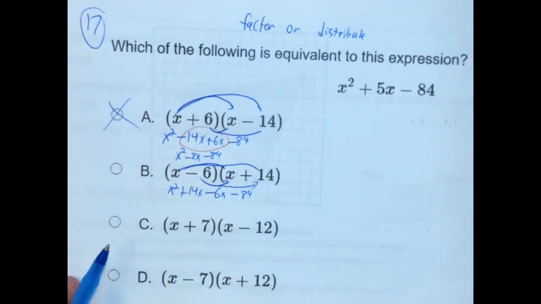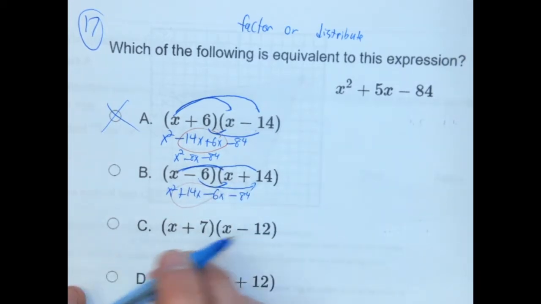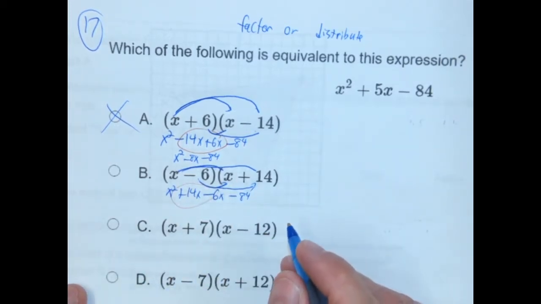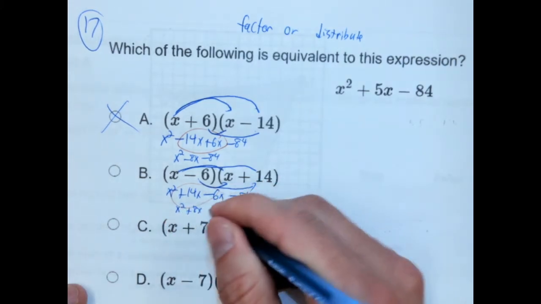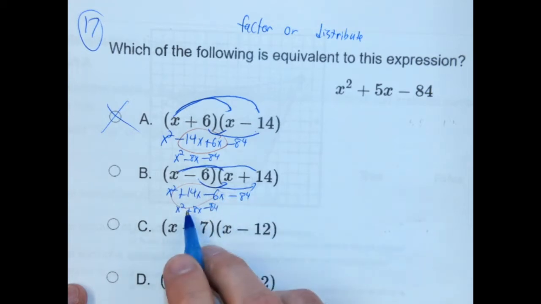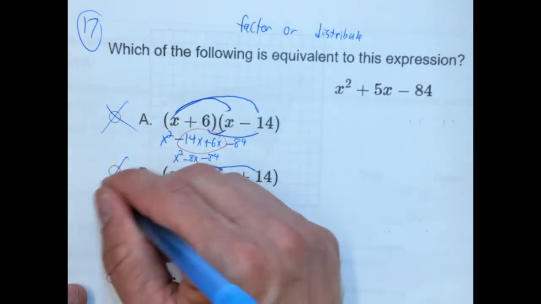Combine these like terms here. And that's going to be positive 8x. Yeah, so x squared plus 8x minus 84. Again, this is not it. They both have negative 84, but they don't have that positive 5 in the middle, so that's out.